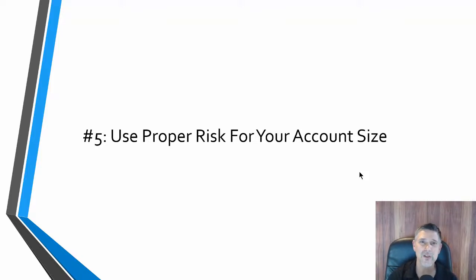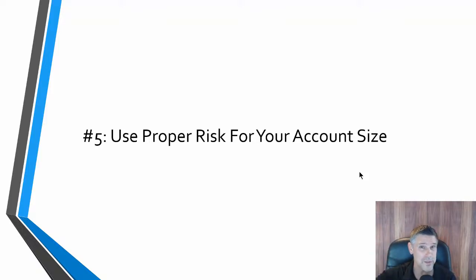Number 5, use proper risk for your account size. Now, if you have a $5,000 account, I don't want you to put $5,000 into one trade. You're done, okay? You need to use proper risk for your account size. Now, if you have a smaller account, you might have to step up the percentage, right? Me personally, I like to risk 1 to 3% of my net liquidating value per trade. So if I have a $100,000 account, for example, 1% will be $1,000. Now, if you've got a $5,000 account, 1% is $50. So you might have to step that up, okay?